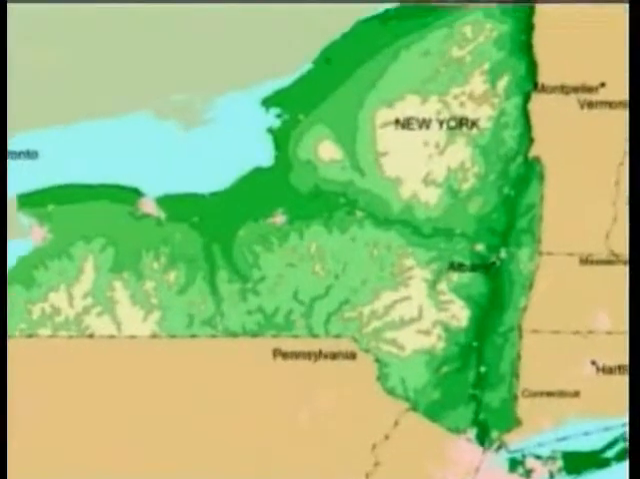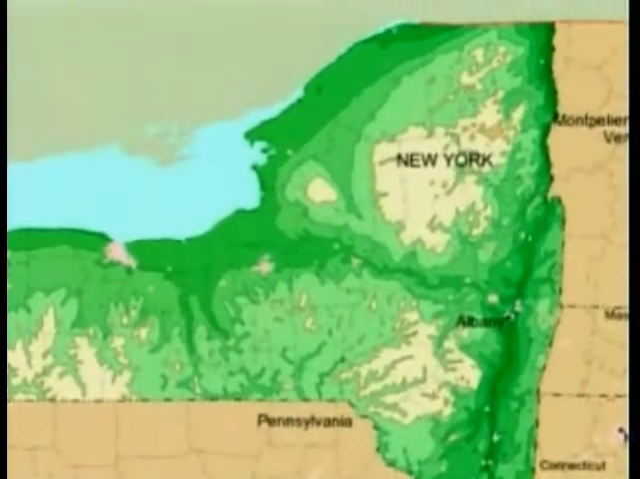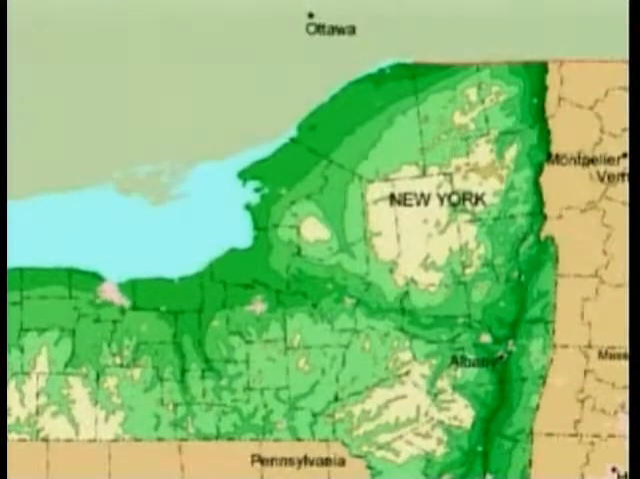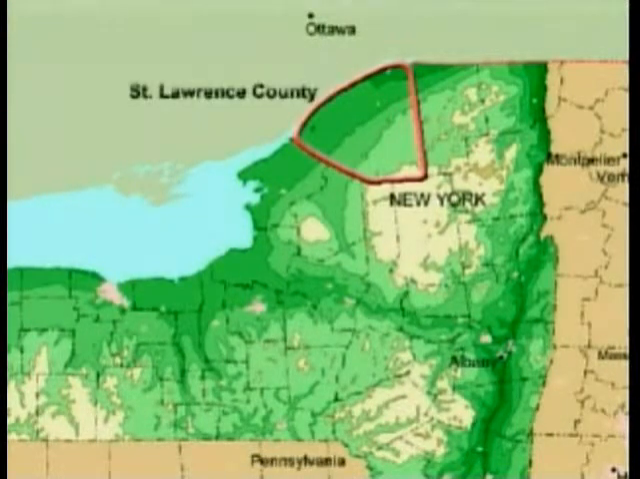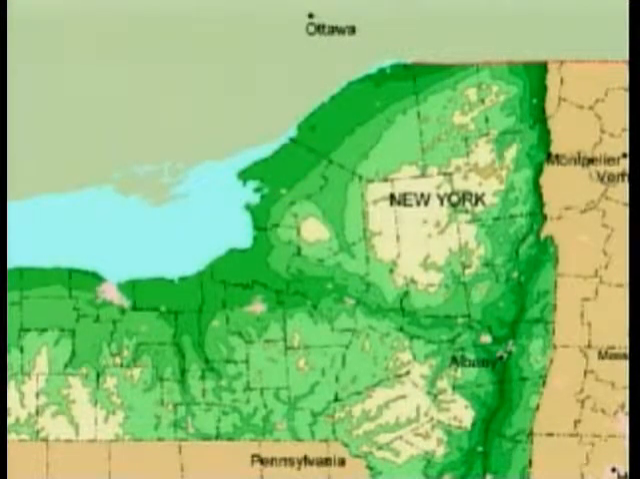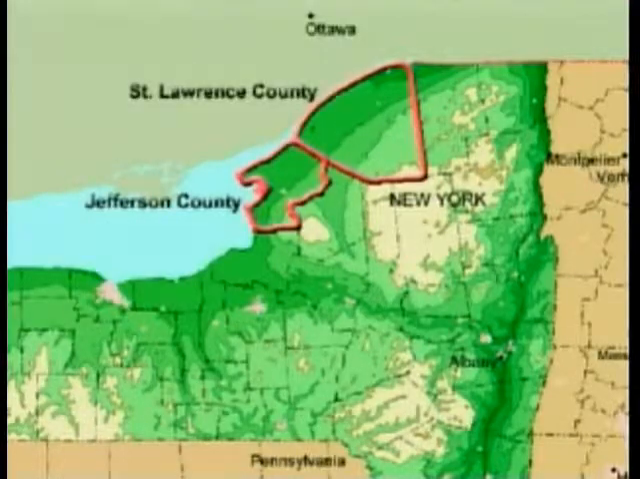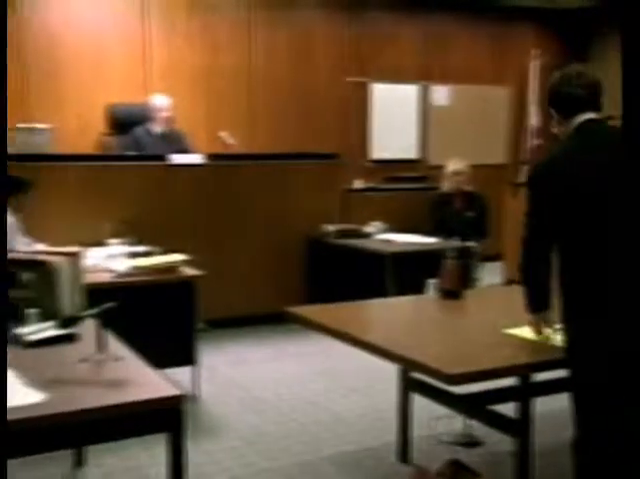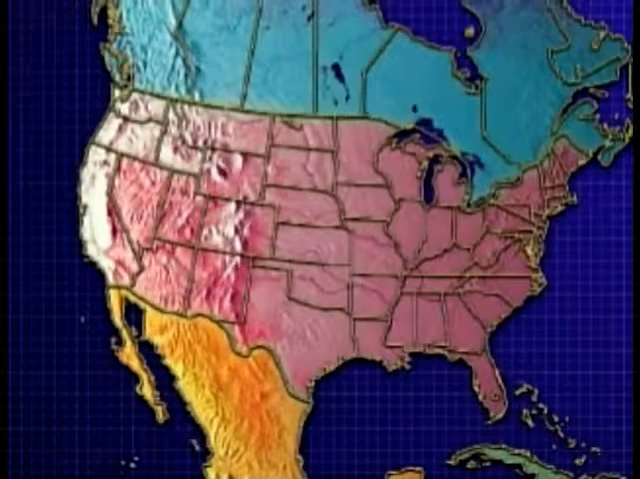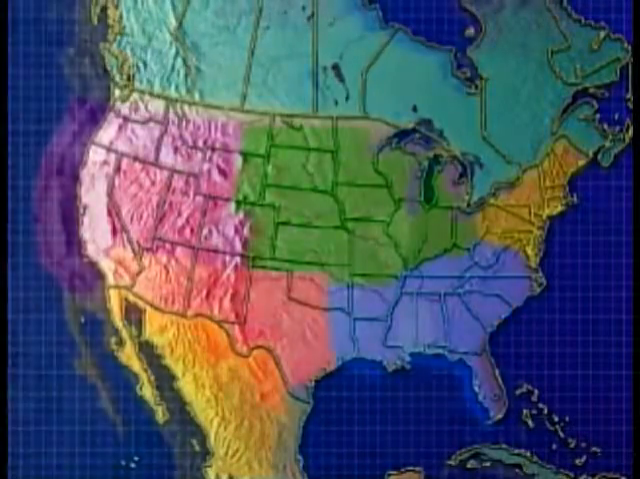Some regions are easy to see on a map. Regions that share a type of government, like a county or a city, have clear boundaries. St. Lawrence County in New York is next to Jefferson County. Each of these counties has its own government. Each state is its own region. Each has clear borders and its own government.